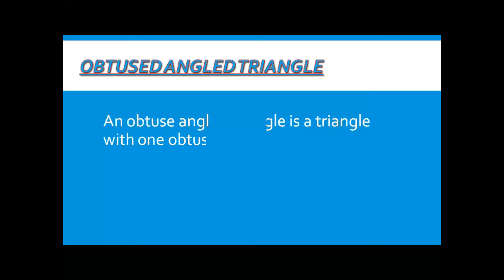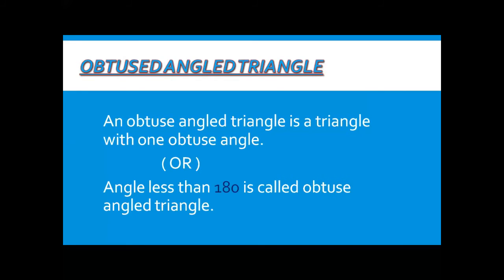Okay. Obtuse angle triangle. An obtuse angle triangle is a triangle with one obtuse angle. Or in simple words, we can say that an angle greater than 90 and less than 180 is called obtuse angle. The starting point of obtuse angle is from 90 and the ending point is 180.